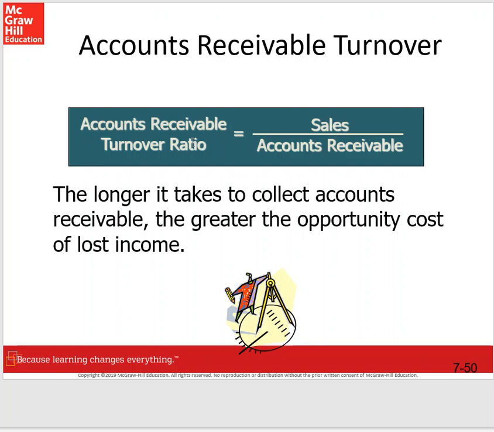10%? 10 what? The answer is 10 turnovers. What that means is that we can sell and collect, sell and collect, sell and collect 10 times during the year. Well, is 10 good or bad? We still don't know. With most ratios, you'll recall we need to compare them to something else.